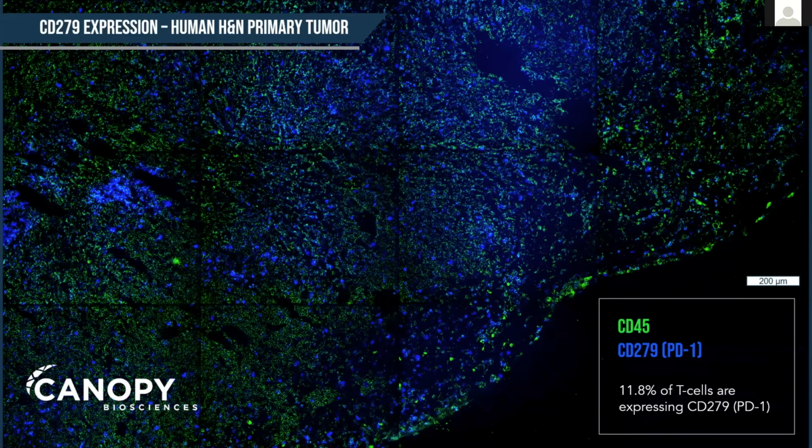Here's an example of CD279 or PD1 on that same exact head and neck primary tumor. The reason I like this image is because we are staining for both CD45 and PD1 on the same sample. This is a high expressing and a low expressing marker on the same image. And the reason we're able to do this, and do it quantitatively, is high dynamic range imaging, which I've mentioned before. And so we're able to quantify the expression of PD1, and you can see we've quantified that about 12% of the T cells in this particular sample are expressing PD1.